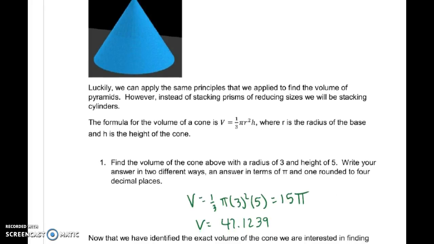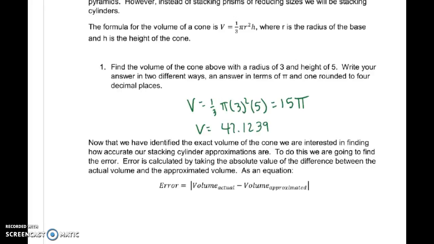So the way we're going to start this one is we're going to give you the dimensions. The radius is 3, the height is 5. We're going to ask you to calculate the volume. So we get 15 pi, but for our purposes, the decimal in this case is going to be better for us because we're going to do some things with it to calculate what's called error. And it's 47.1239.